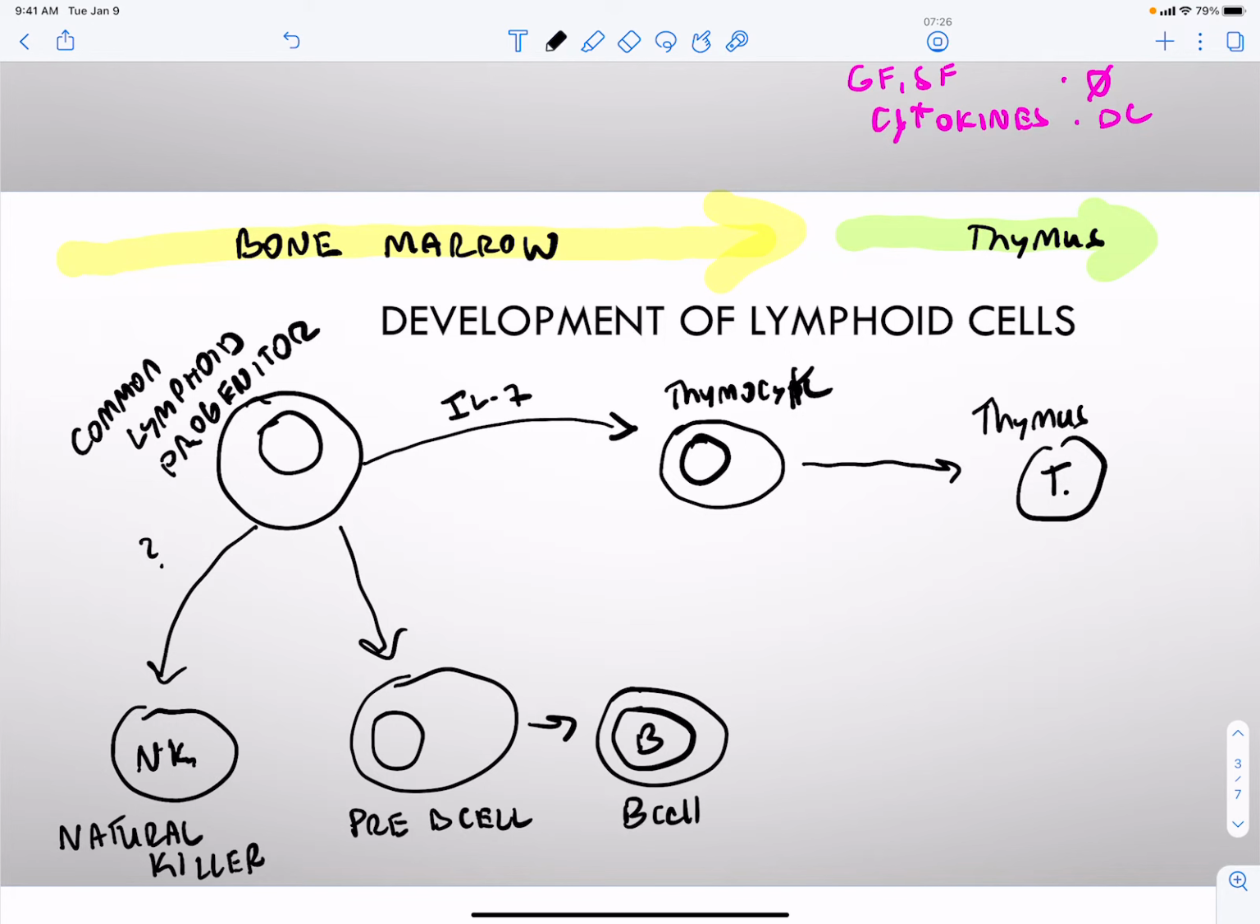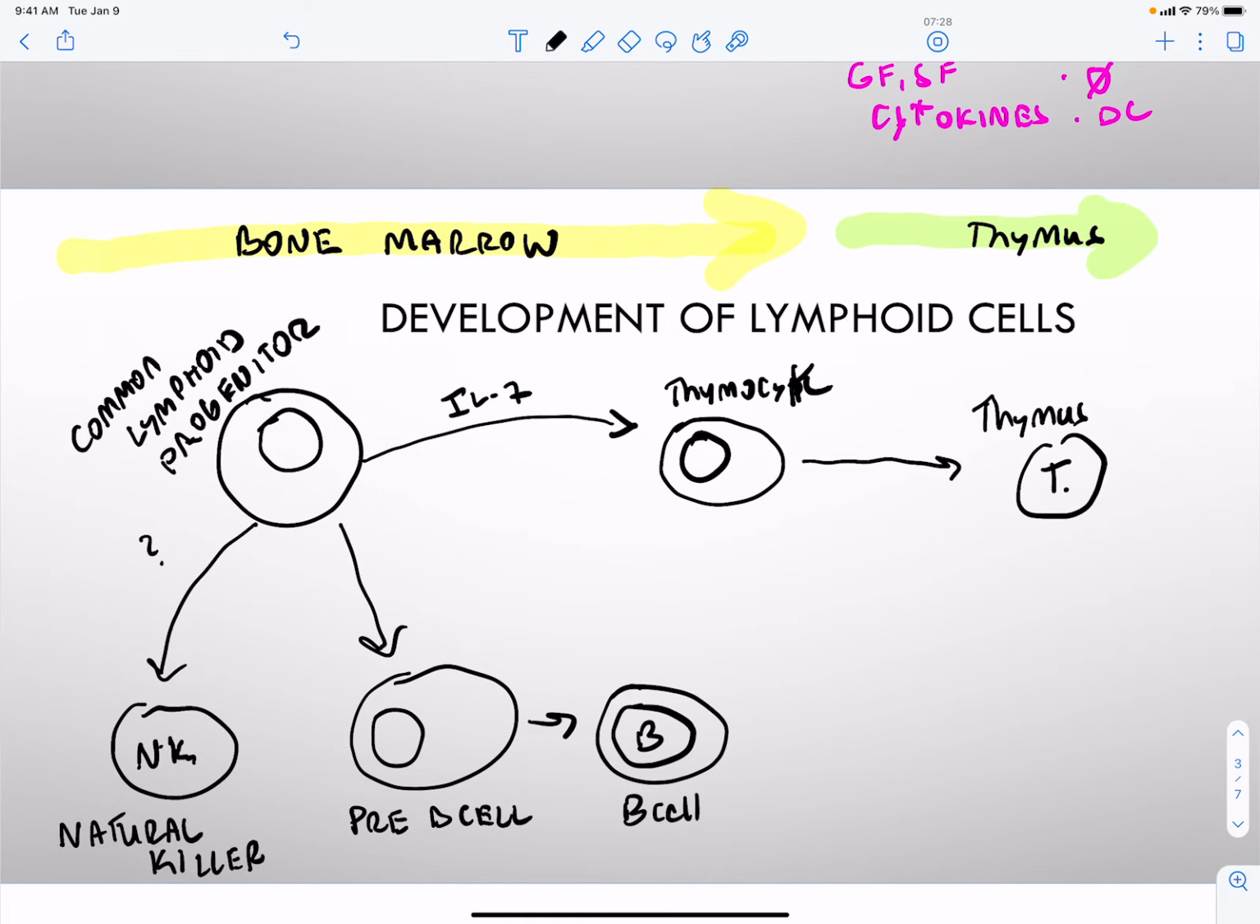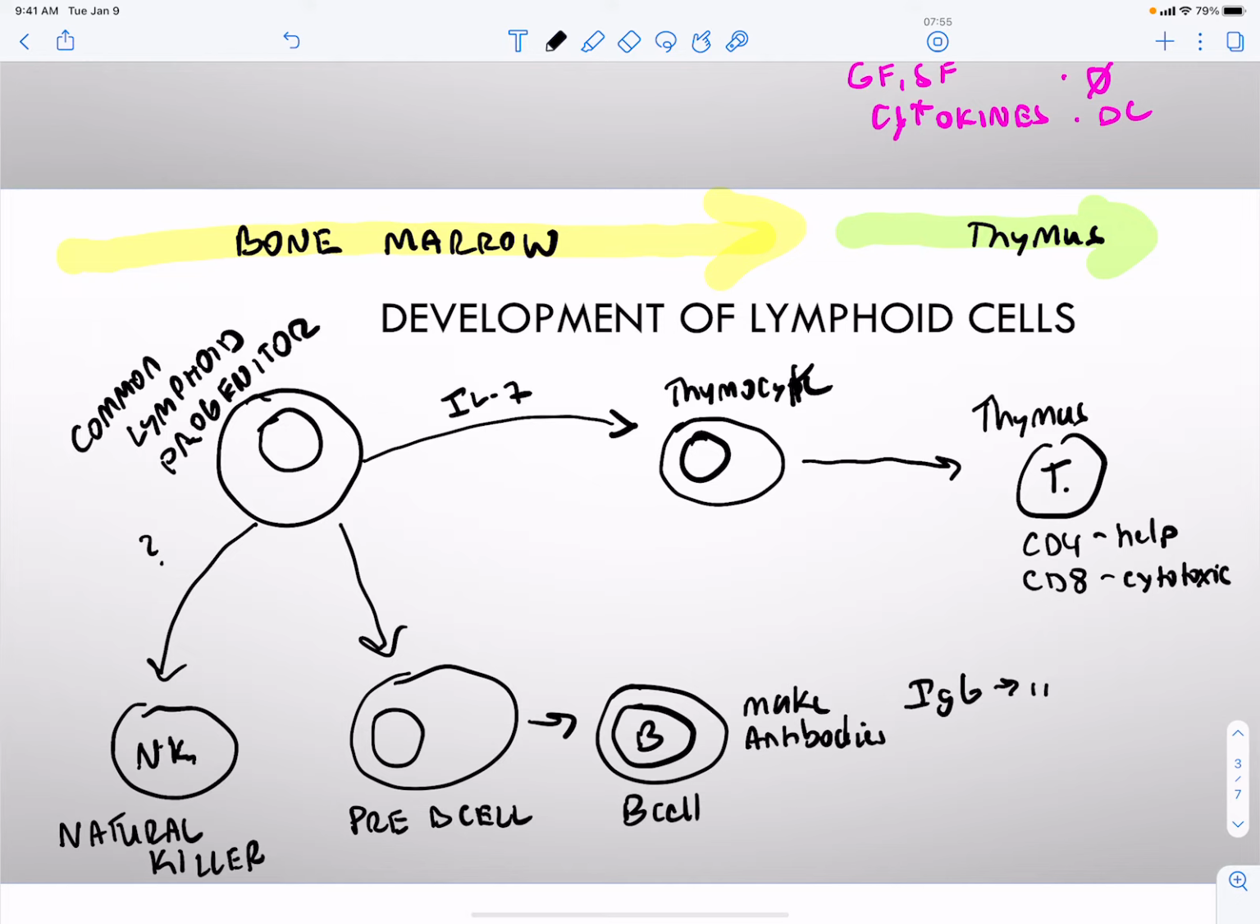Okay, so this is your lymphocyte compartment, and of course our T cells are going to be our CD4, CD8, and these are our helpers, and these are our cytotoxic. Our B cells are going to make antibodies, and we're going to have IgG, which is the dominant antibody, important for many infections.